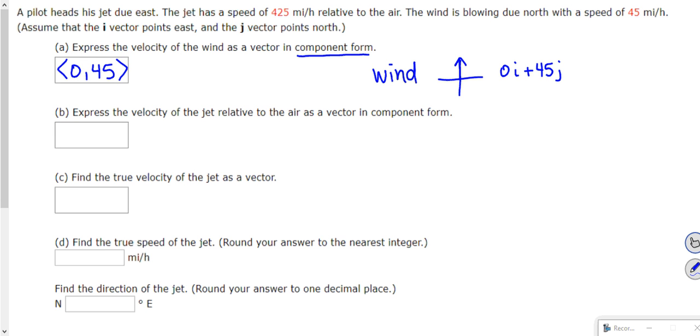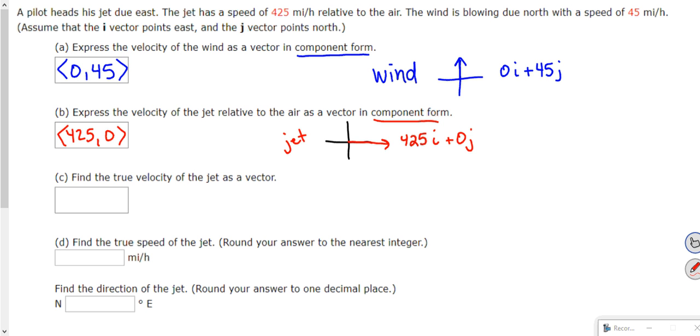Now, the velocity of the jet, it said the jet is headed due east. So if I've got this, my jet is headed due east. So that's that direction. So that would be 425i plus 0j. Okay, so again, in component form, that is bracket 425, 0.